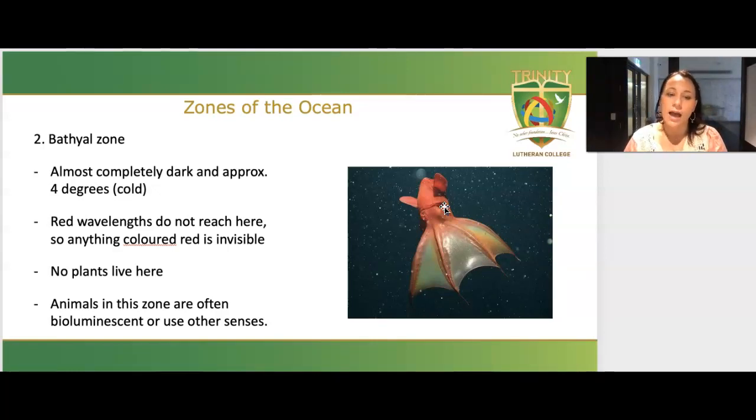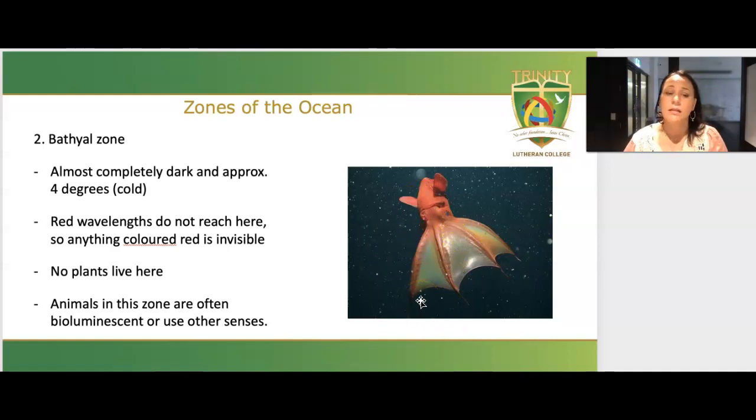The next one down is called the bathyl zone. It's almost completely dark. Light doesn't penetrate very far down here. And the red, with the shortest wavelength, the red light is the first to go. So no red light ever gets down into the bathyl zone, which means if you are a red organism, like this one, you colored red, there is no red wavelength of light down there to actually reflect off your surface. So you are effectively invisible. So you find a lot of organisms down here are bright red colored because it makes them invisible down there. There is no light to reflect off them. None of those wavelengths actually reach down there.